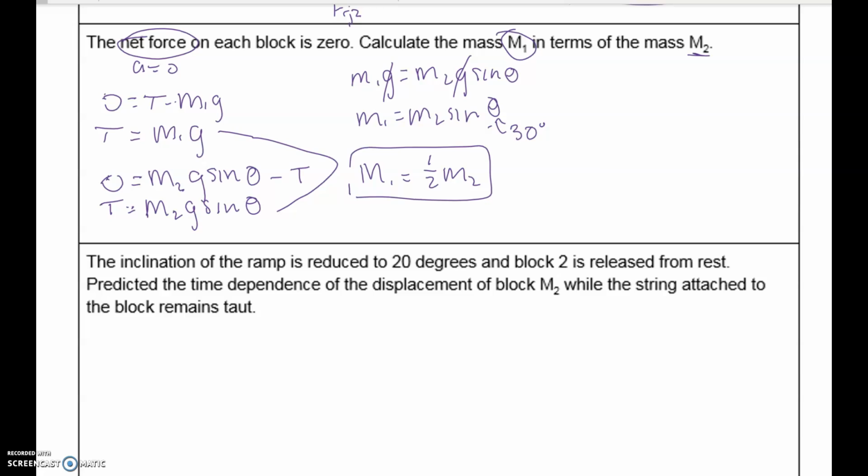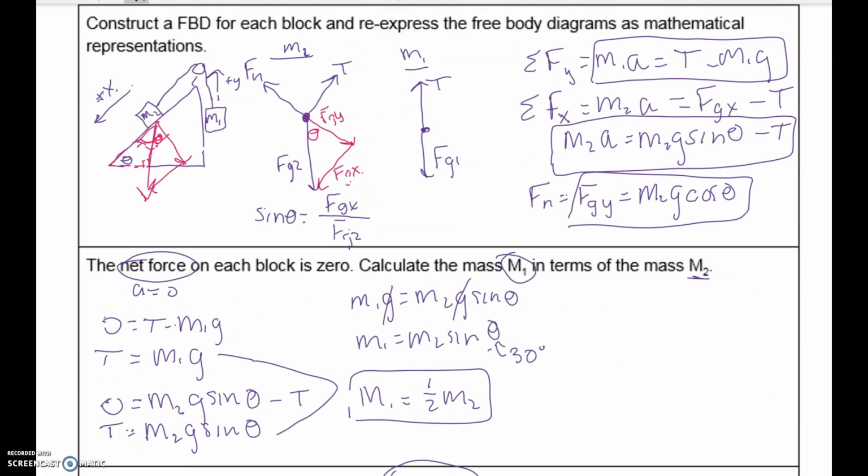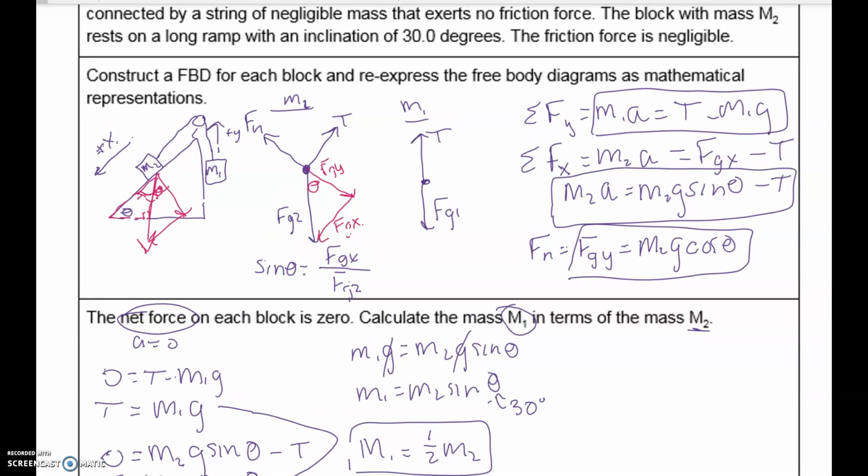The last part here tells us that now the incline is reduced to 20 degrees and block 2 is released from rest. Predict the time dependence of the displacement of block M2 while the string attached to the block remains taut. All right. So let's see, what do we have going on? We're told a new angle. Let's scroll back up to my diagram here. If this angle is 30 degrees, as depicted, and it's at rest, then it'll remain at rest.